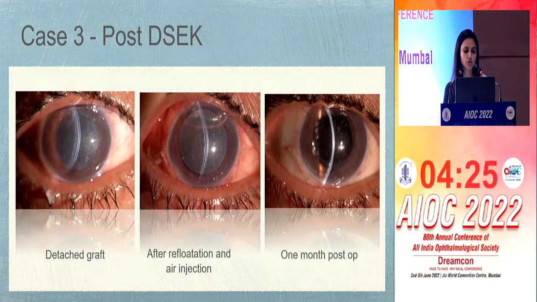And this is a post-DSEK surgery. An ultra-thin DSEK was done for this patient. You can see that there's a detached graft, and reflotation was done with air injection. And 1 month post-op, you can see that the Descemet is attached very well.